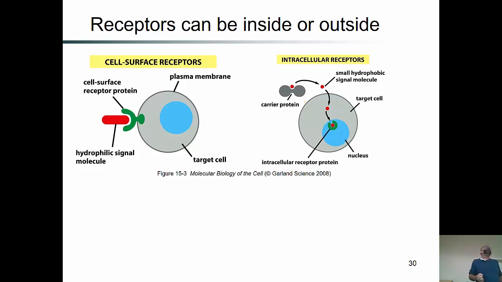So these utilize hydrophilic or polar ligand molecules or signal molecules. These move freely around in the blood or aqueous compartments. However, they can't get into the cell. So they are detected outside of the cell.